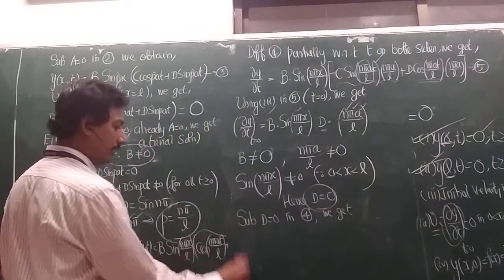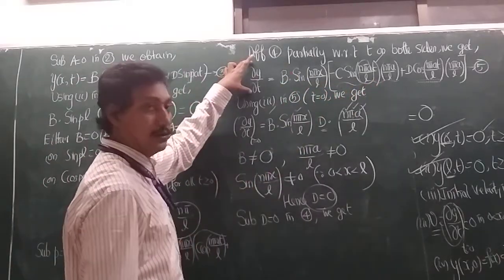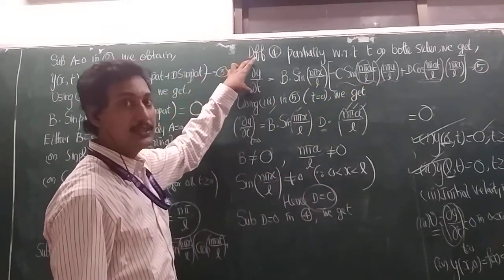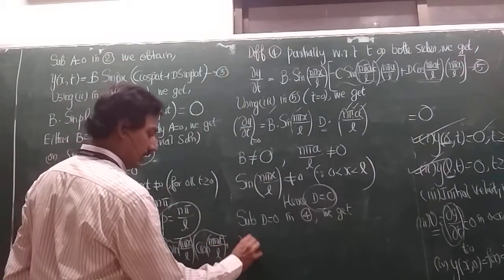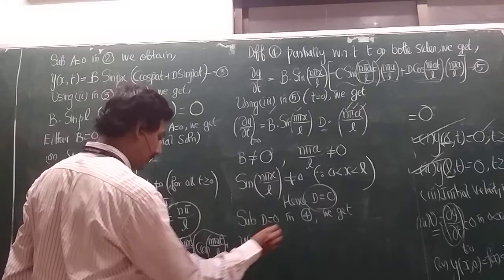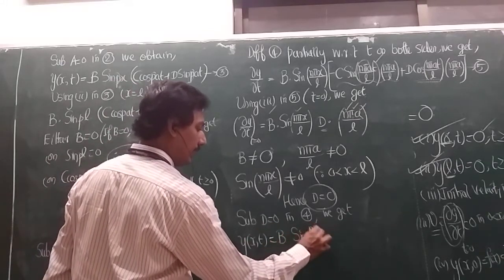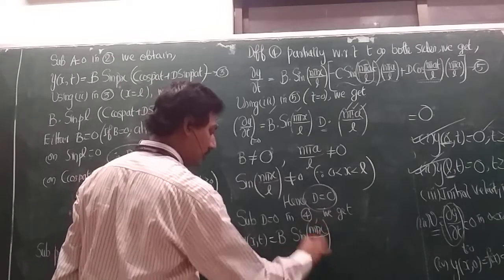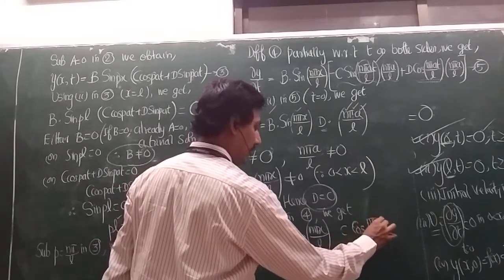Y of x comma t only, not in equation number 5, because 5 is the velocity, but I need the displacement. So displacement is the fourth one. Let us substitute the value of b equal to 0. We get b sine n pi x by L, now d0, so c cos n pi at by L.